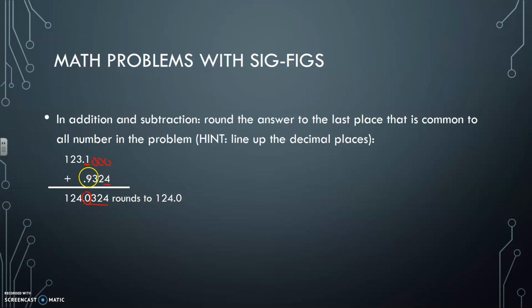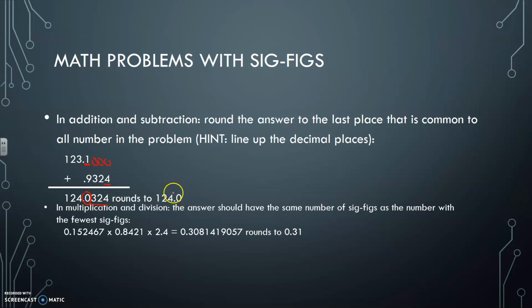Okay, so the way to look at the addition and subtraction problems is to find the one that has the fewest number of decimal points. Okay, and then just go off of that decimal point. So this one has 1 decimal point, this one has 4, so your answer needs to have 1 decimal point. All right?